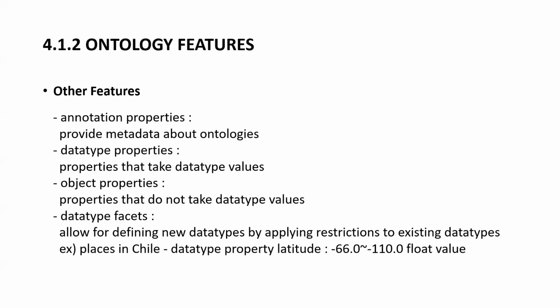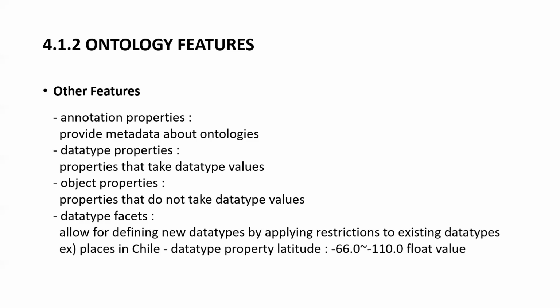Next is other features. OWL also supports features not previously discussed. First, annotation properties, which mean metadata about the ontology. For example, there is version information data. Second, it is a property that uses a data type value, as in data type properties. Third, it is a property that does not use a data type value, as in object properties. Finally, there are data type facets.